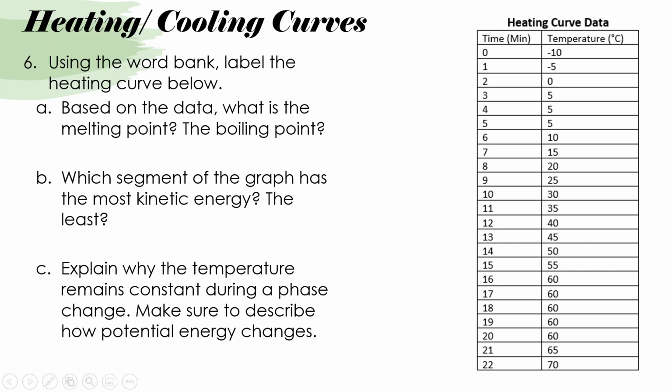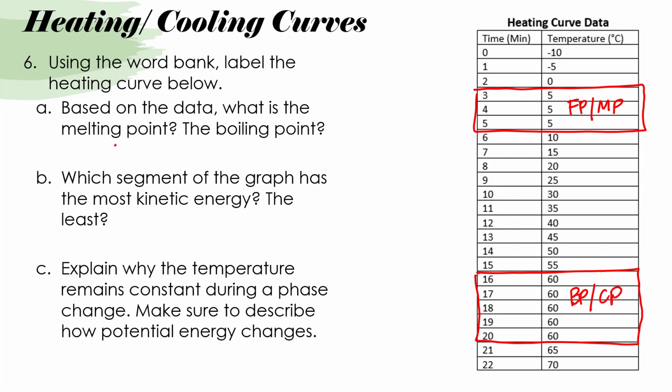So based on the data, what is the melting point? What is the boiling point? We need to remember that the first plateau that we come across here, this is a heating curve. My temperature is increasing. So this first plateau is going to correspond to my freezing point and melting point. And then the second plateau, which we see here, is going to correspond to my boiling point and condensation point. So based on this, my melting point is 5 degrees Celsius and my boiling point is 60 degrees Celsius.